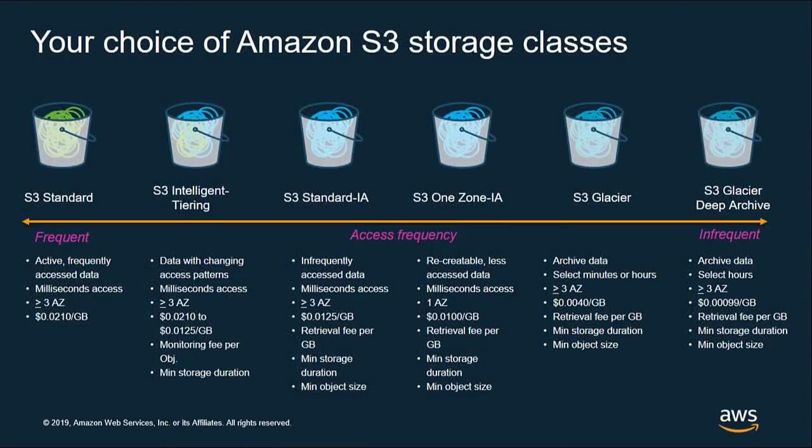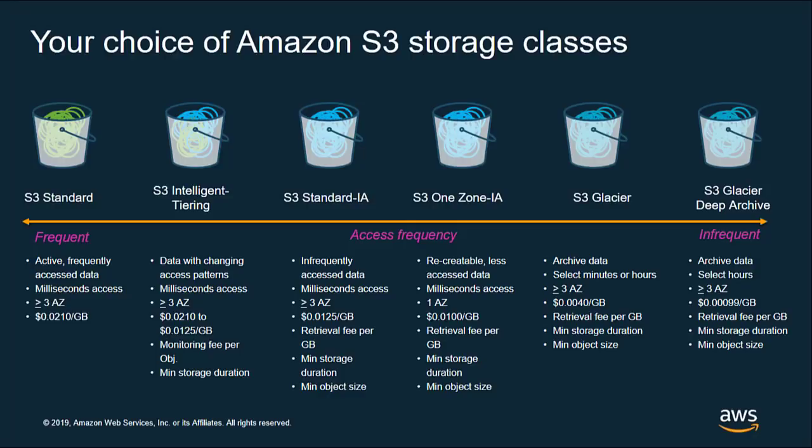We have 6 major storage classes in Amazon S3, and what you can see here is the organization is frequent storage classes on the left, and then moving to more and more infrequent access patterns for the storage classes on the right. S3 Standard, great general purpose storage class, about 2 cents per month, and this is for frequently accessed data. You're going to get millisecond access, and you're in 3 availability zones.